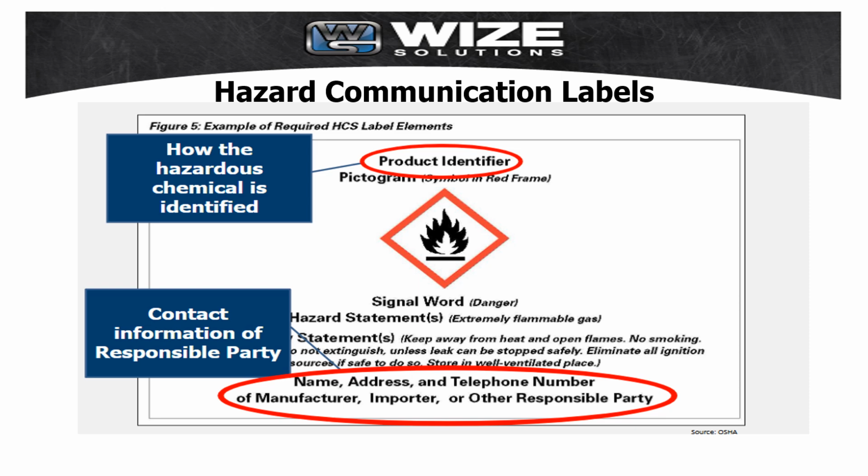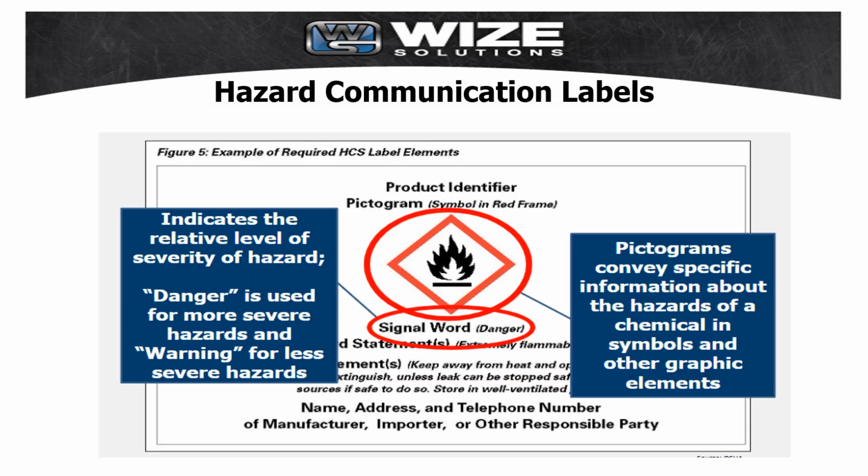The product identifier is any chemical, common or trade name, or designation that the chemical manufacturer or importer chooses to use on the label. The term must also appear on the SDS. A signal word is a word used to indicate the relative level of severity of hazard and alert the reader to a potential hazard on the label.